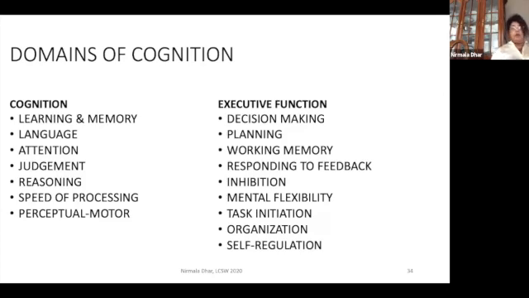All of this gets affected in dementia. I'm not saying all of it gets affected at the same time, but remember, dementia is a progressive disease. So as the disease progresses, more and more domains get affected. And also, it's dependent on the kind of dementia you have.